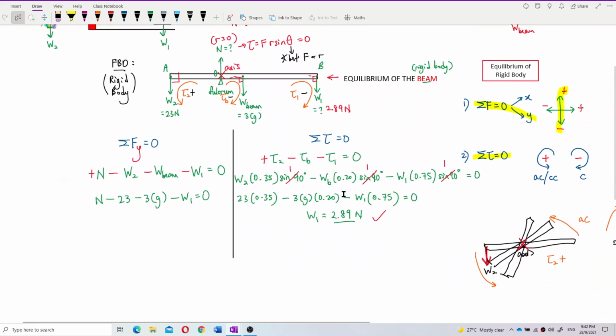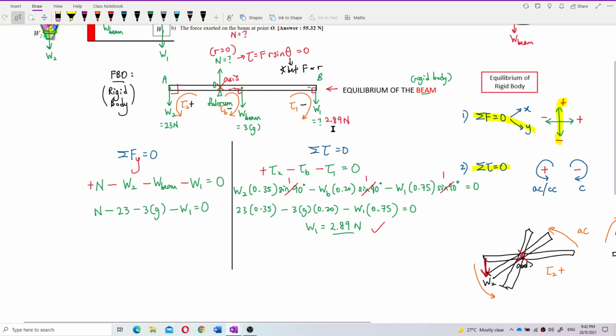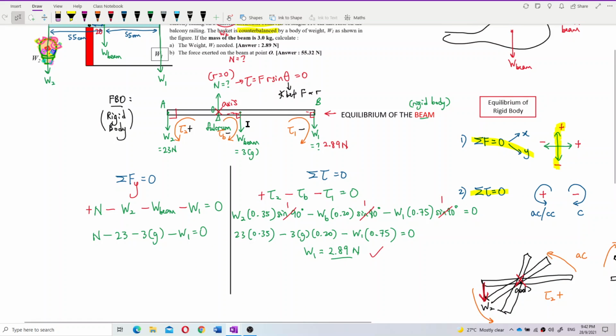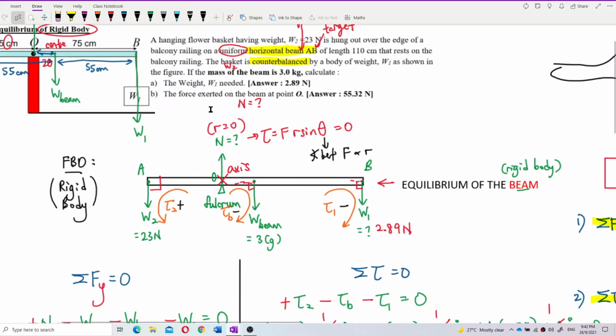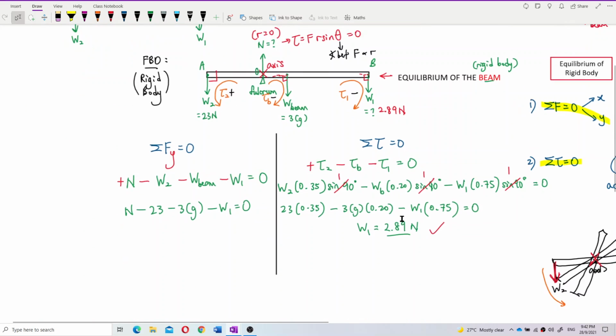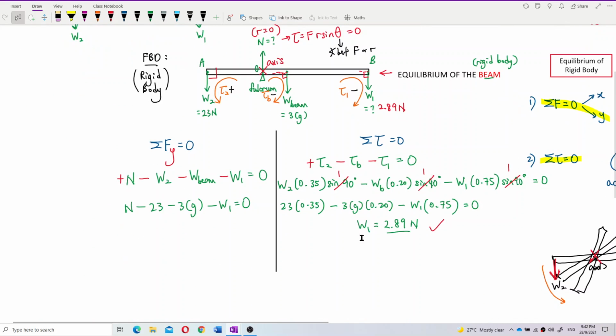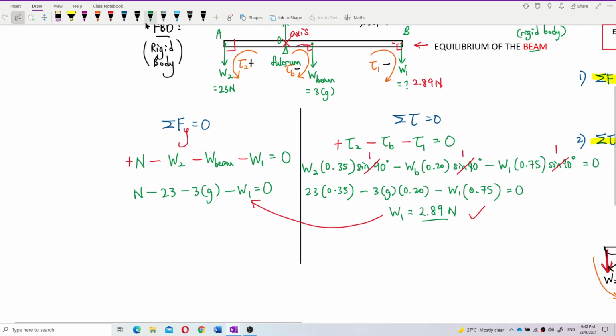Equilibrium, total torque equal to 0. We can solve it and find the W1. Now, we need to find the normal force on the beam. How to find this normal force? We have two equations. We already have W1, so we just substitute into here. That's why we need two equations, we can do simultaneous.